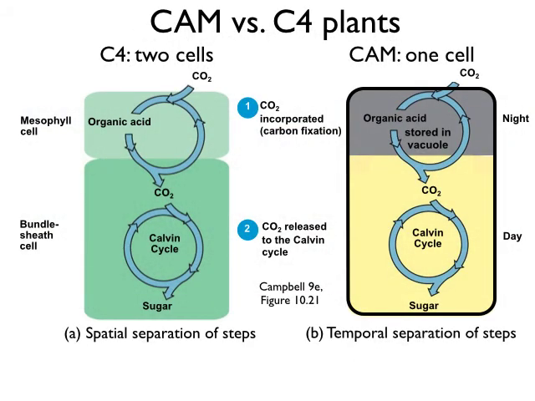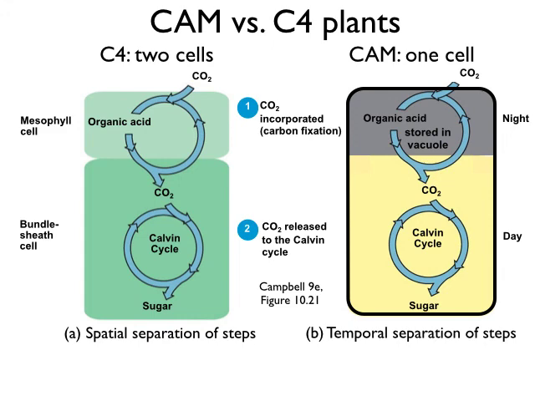All right, so the C4 plants do the spatial separation of carbon fixation in the mesophyll cells into 4 carbon compounds, and conversion of the 4 carbon compound into a 3 carbon compound in the bundle sheath cell. The CO2 released as a result of that reaction can enter the Calvin cycle. That's what we've already talked about. So that represents a spatial separation of carbon fixation from the Calvin cycle. CAM plants do something different. CAM plants do it all in the same place, but they do these 2 phases of the reaction at different times.